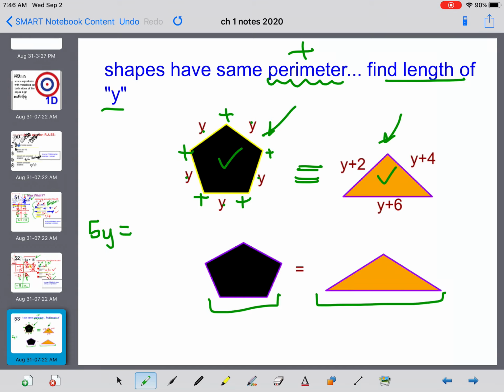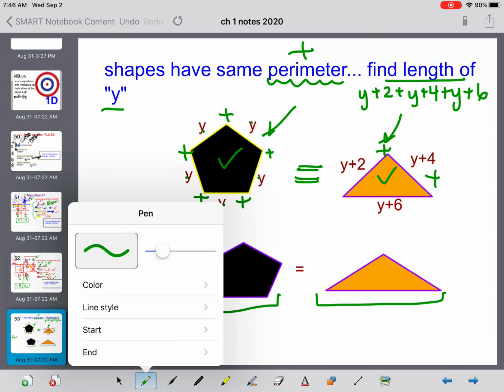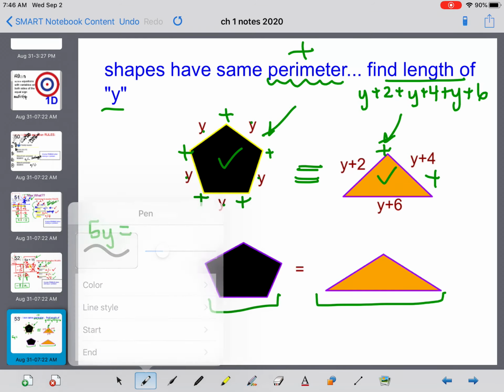So I can set up an equation that says 5y's is equal to, and then I come over to my triangle, and remember the perimeter is just adding up all of these things. So I'm taking y plus 2 and adding it to y plus 4, plus y plus 6, right? And so I'm basically just combining a bunch of like terms over here.